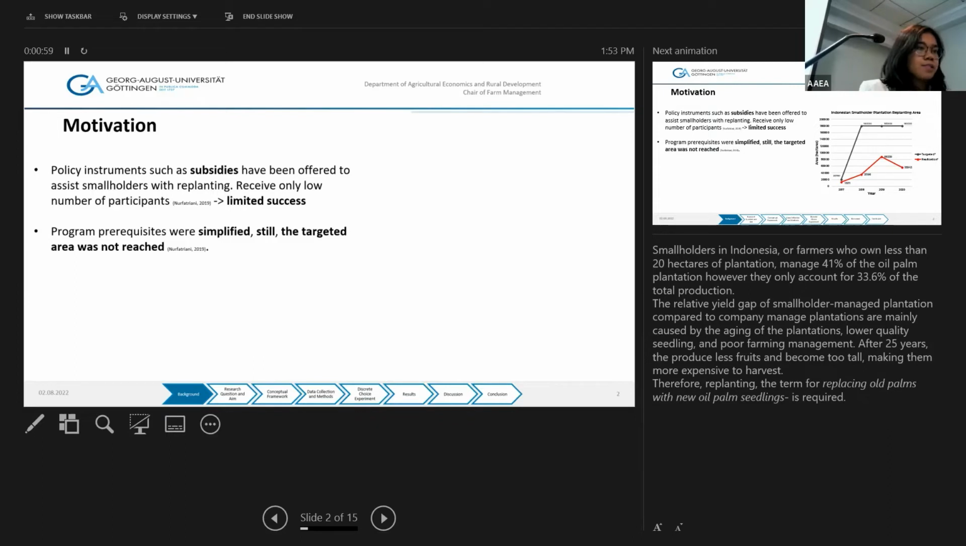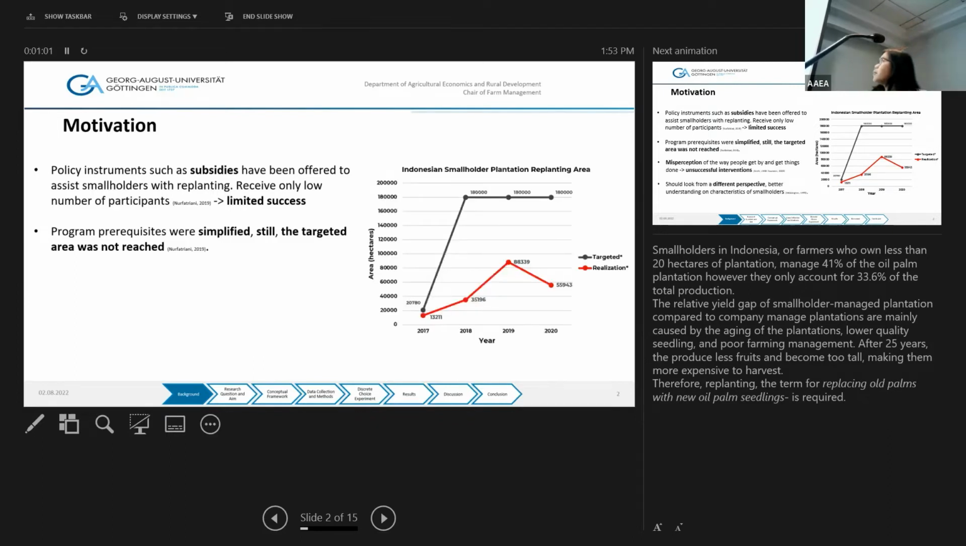It has limited success, as you can see in this graph. There's a subsidy program from the government with a target of 180,000 hectares to be replanted every year, but so far the target has not been reached. And this is not because there's no money for the subsidy, but because people don't really apply for the program.